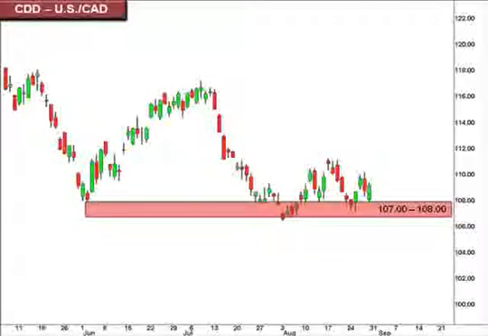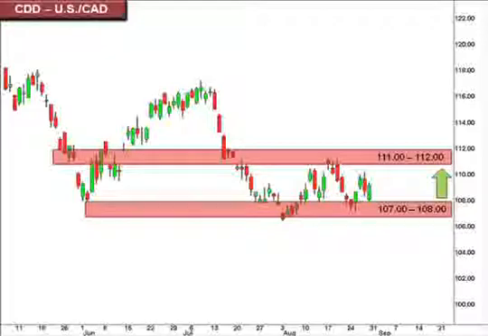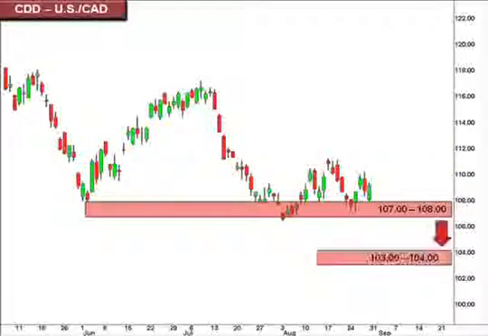This 107-108 focal zone continues to hold as support, with this pair value failing to commit to any direction over the last several weeks. This 111-112 box remains a key overhead resistance, and until this is breached, the trend remains to the downside, with this 103-104 box as our next target.